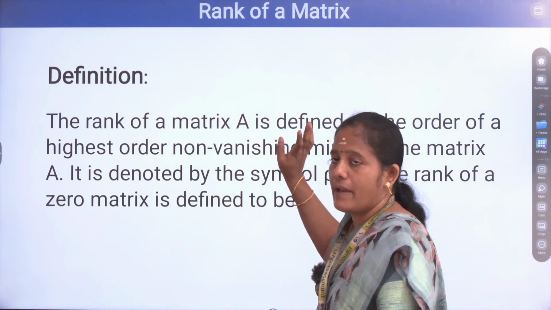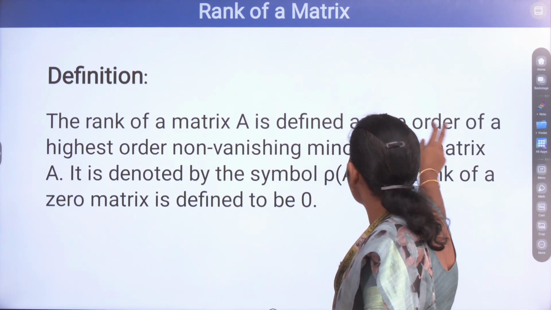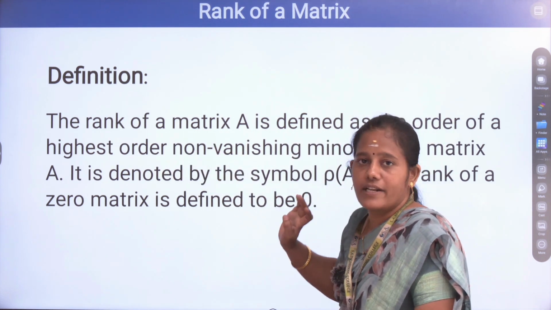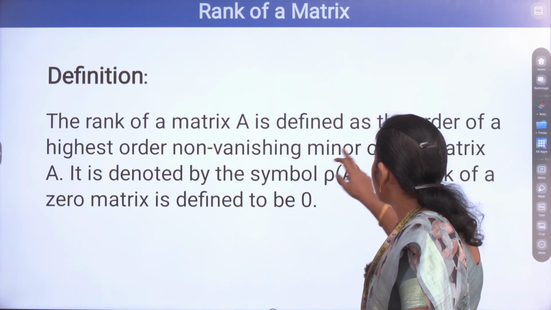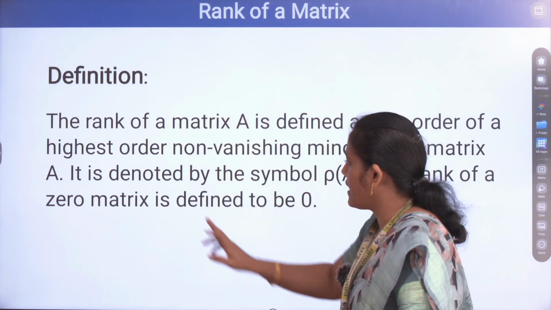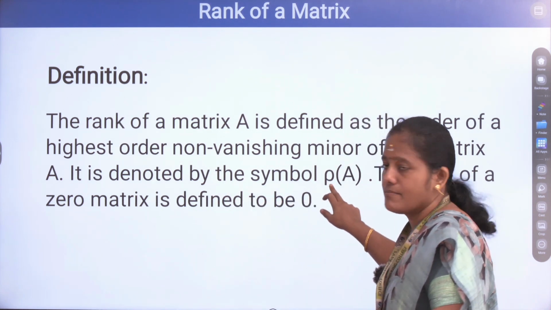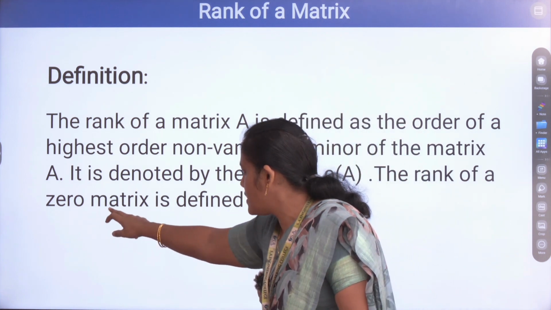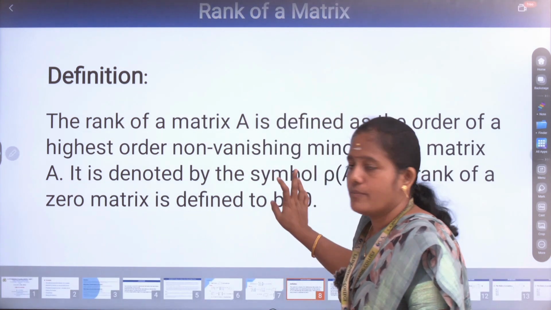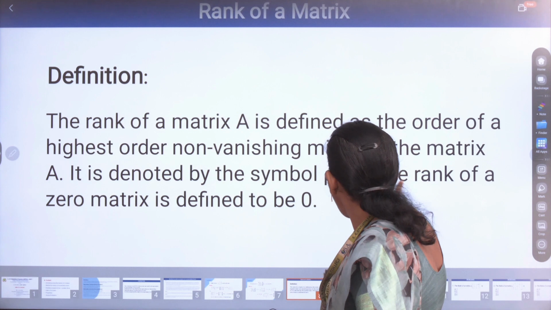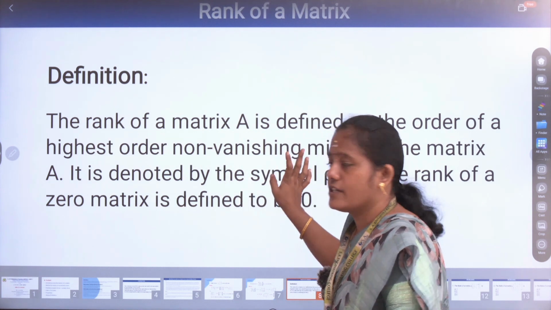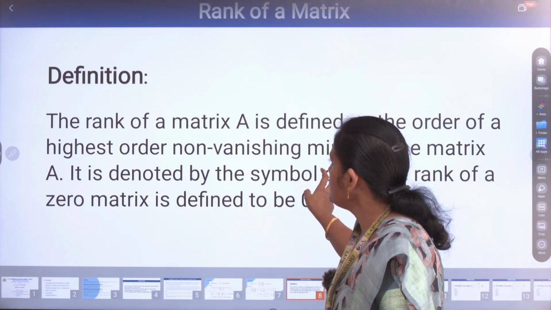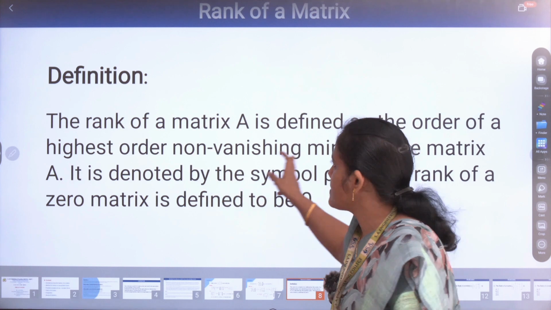The rank of a matrix is defined as the order of the highest order non-vanishing minor of the matrix A. It is denoted by the symbol ρ(A). The rank of a zero matrix is defined to be 0. So this is the rank of a matrix definition.